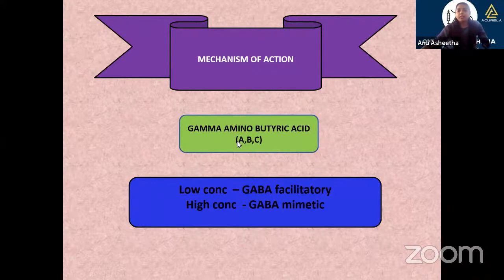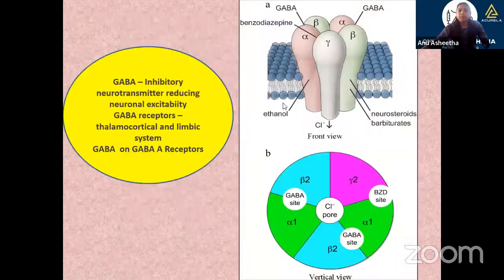Barbiturates find their place only in the GABA-A receptor. At low concentration, they act as GABA facilitatory, and at high concentration, GABA mimetic. So, what is GABA? GABA, as such, is an inhibitory neurotransmitter.